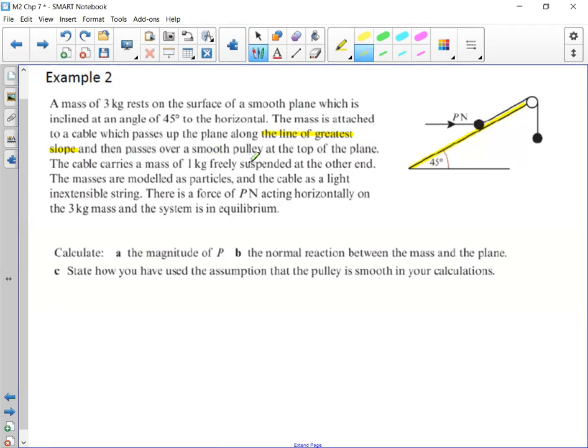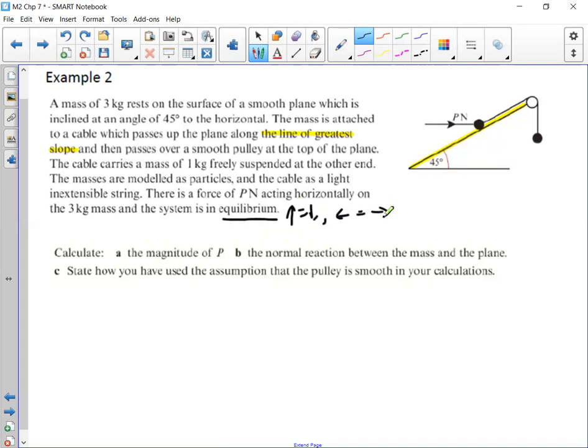The cable carries a mass of 1 kilogram. So that's 1 kilogram, that's 3 kilogram, suspended on the other end. The masses are modeled as particles. The cable is a light inextensible string. There is a force of P Newton acting horizontally on the 3 kilogram mass, and the system is in equilibrium. We love the word equilibrium. Okay, equilibrium, because up equals down, left equals right.